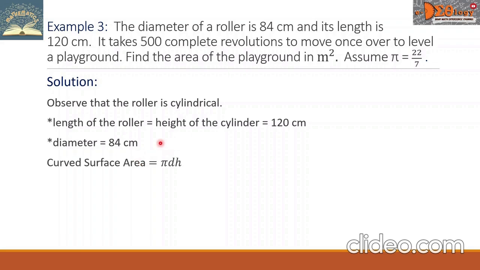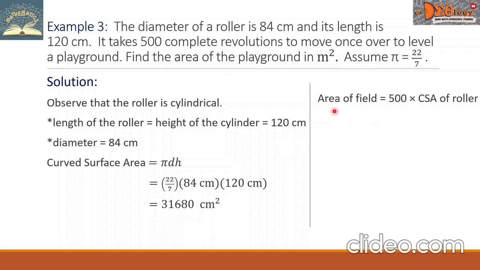Now, let us compute for the curved surface area. Let us use the formula using diameter. So, this is pi d h. Substituting the values, we have pi as 22 over 7, d is 84 centimeters, h is 120 centimeters. The answer here is 31,680 square centimeters.